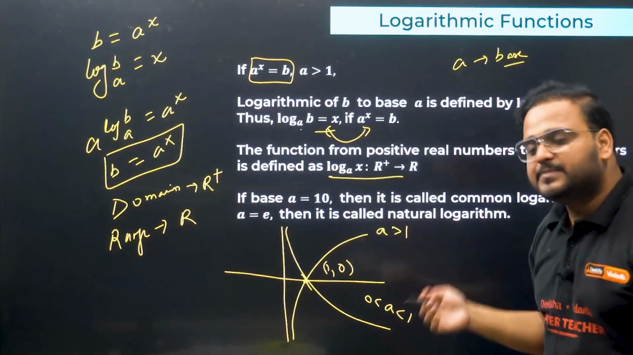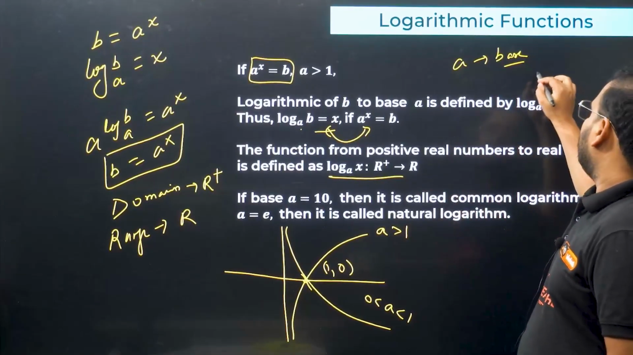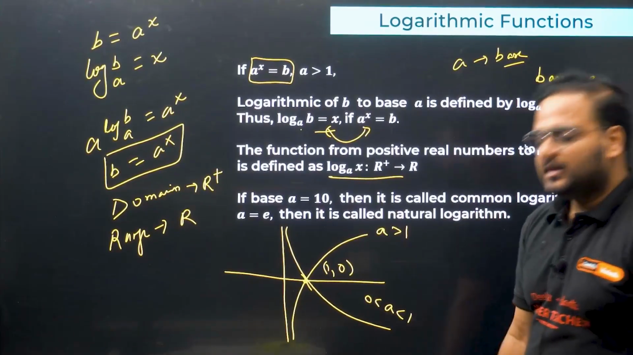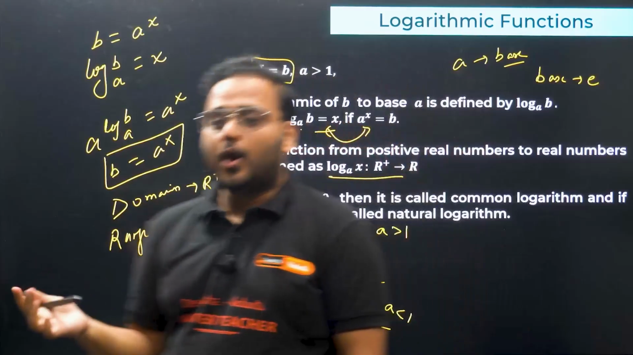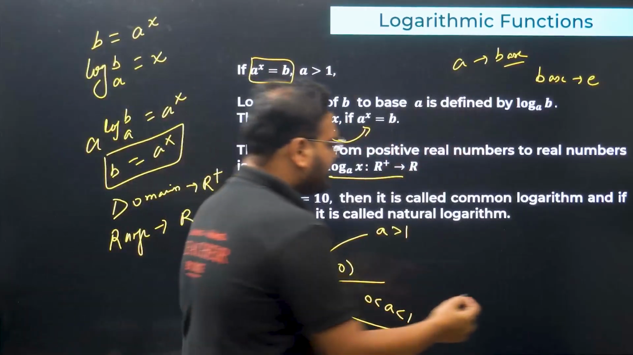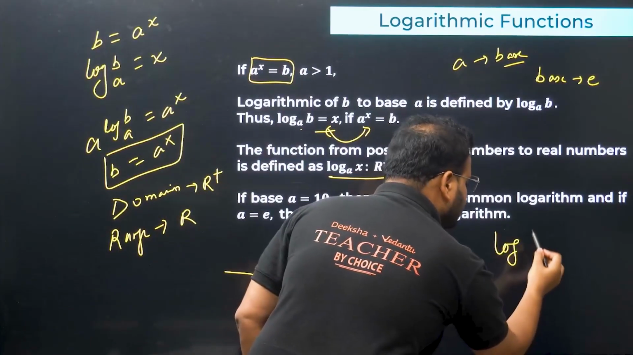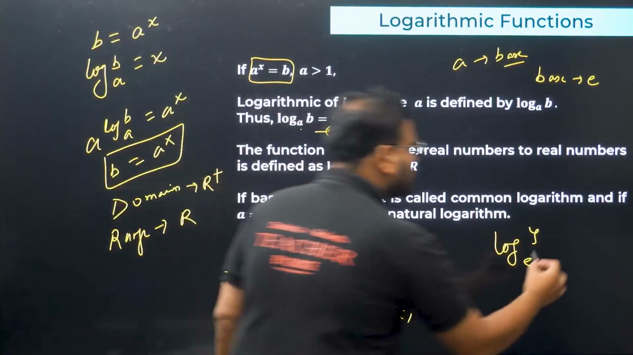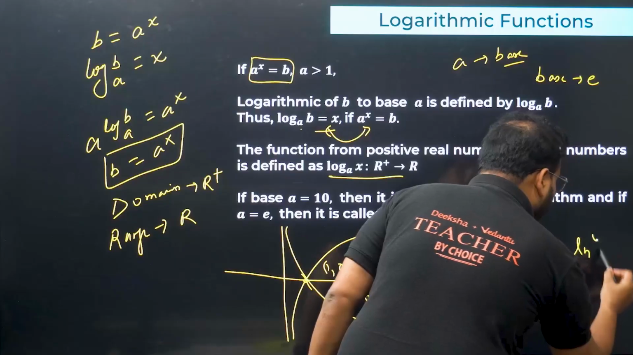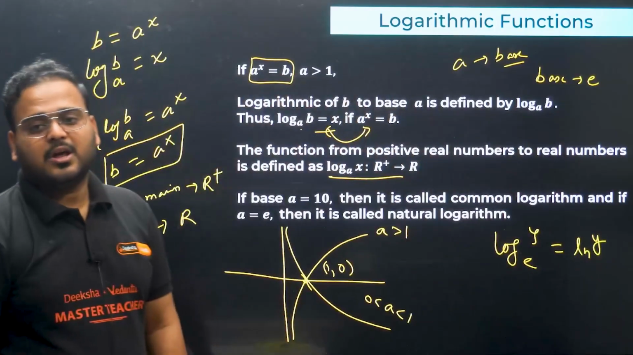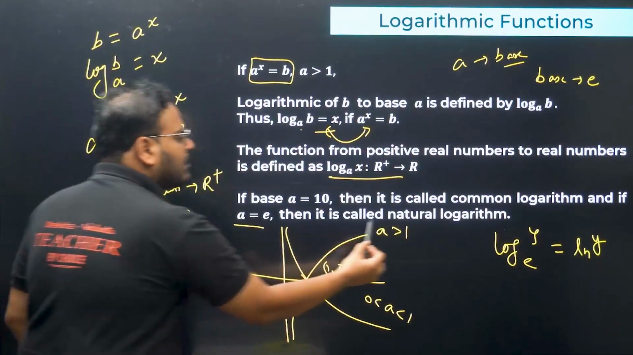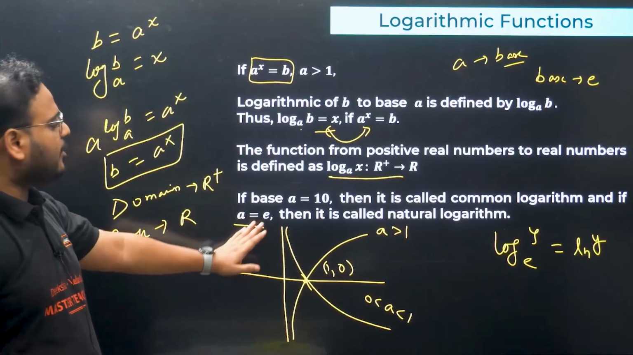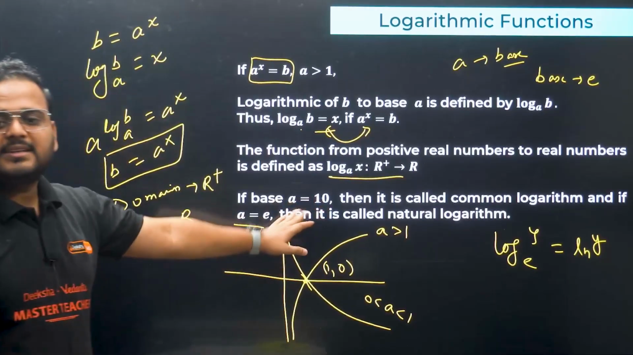And when this base becomes equal to e, what happens? This is called natural log. For example, log of the variable y with the base e becomes simply ln y. It's called natural log. With the base e, it's called natural log, or if the base is 10, it's called common logarithm. It can be any other value also, but usually we use a as 10 or a as e.